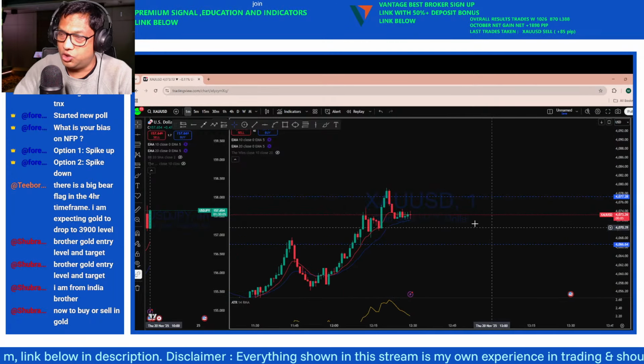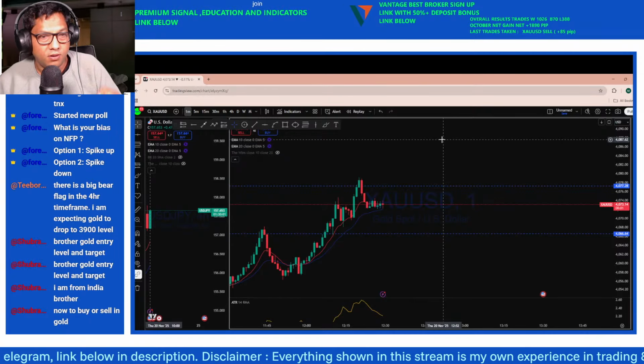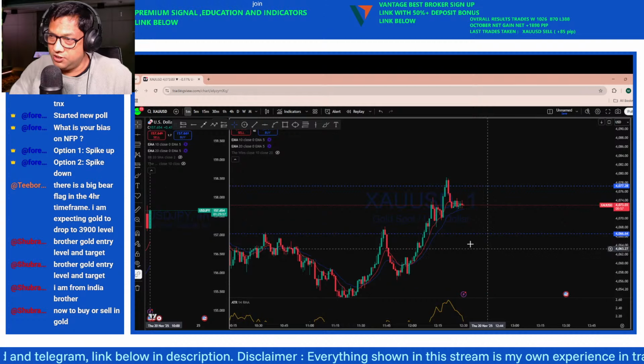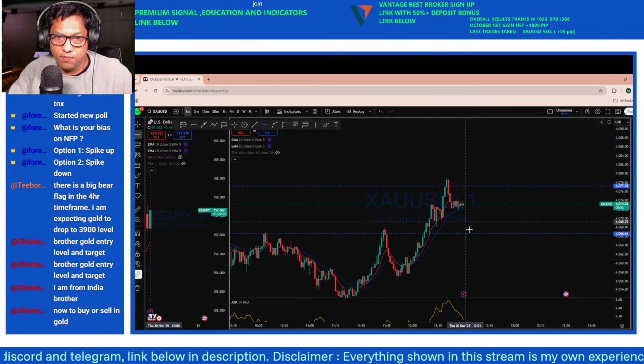The market needs to come to an important area of value. That's where you're going to have a better entry opportunity. So if you look at this level, this is an order block as well.